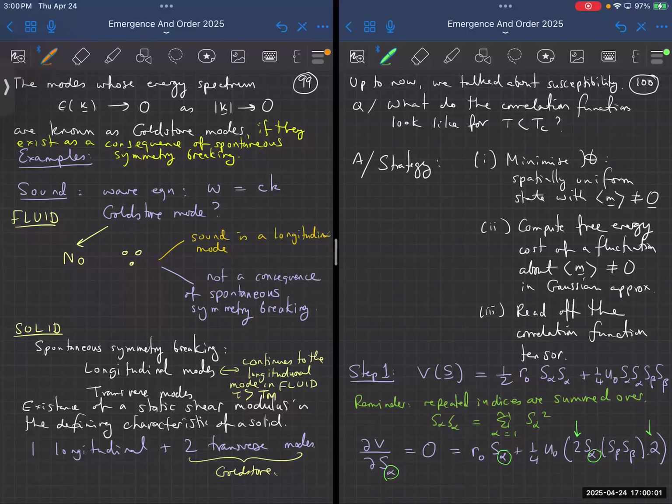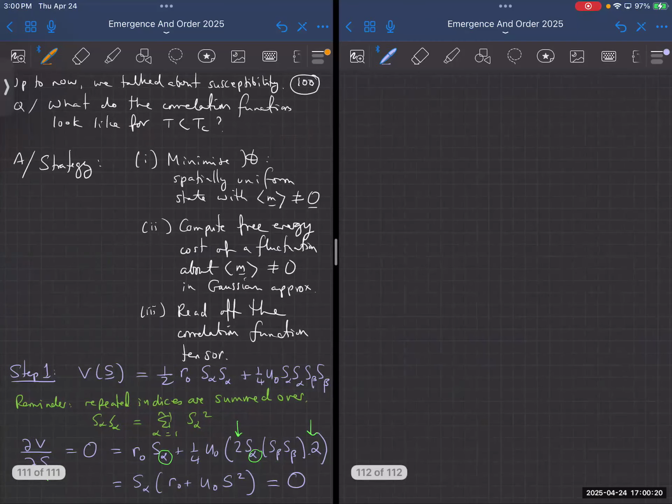So there are two factors of 2 that come in here, which conveniently cancel out the factor of 4. What I get then is S alpha times r naught plus u naught S squared, and that thing has to equal 0. So that's my ground state. For t greater than Tc, I know that r naught is greater than 0, and so that means that S alpha is equal to 0 for all its components.